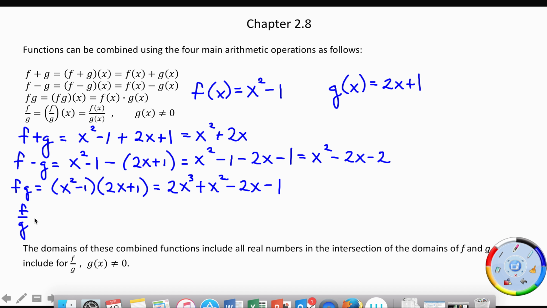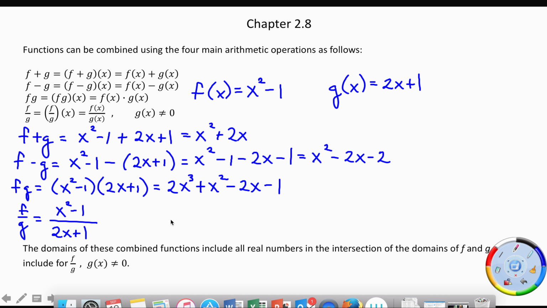F over g would be the function f divided by the function g. Okay, and then I always have to check to see if fractions can be simplified, right? But this factors to x plus 1, x minus 1, so no factors in common. Okay, so very basic, very simple, probably exactly what you would do even if you weren't shown how to combine these functions.